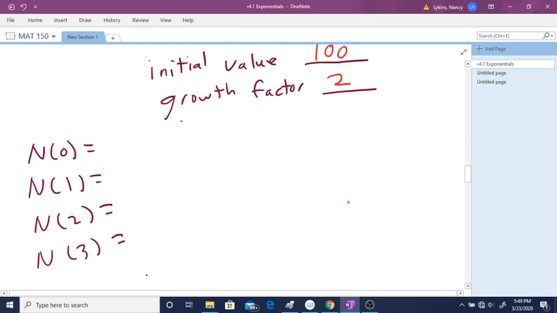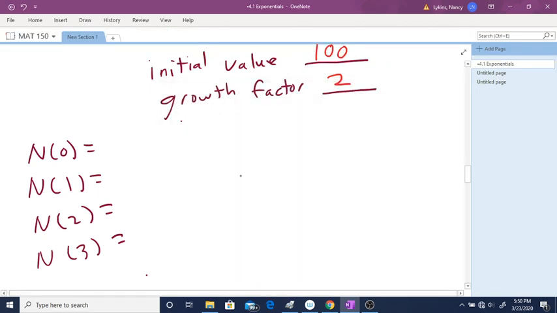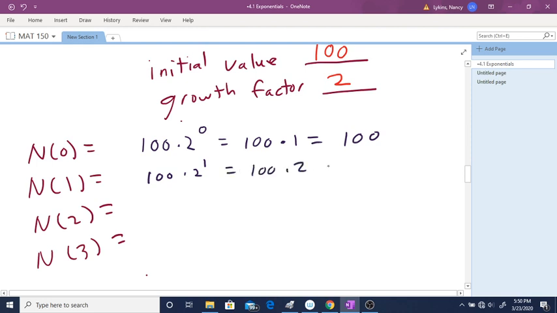Now, to demonstrate this, I'm going to show you what happens when t is 0, 1, 2, and 3. So first, when t is 0, we start off with 100 times 2 to the 0 power. Anything to the 0 power is 1. So that's 100 times 1, which is 100. Now, I'm going to put 1 in for t. So 100 times 2 to the first power. Anything to the first power is itself, so it's 100 times 2, which is 200.